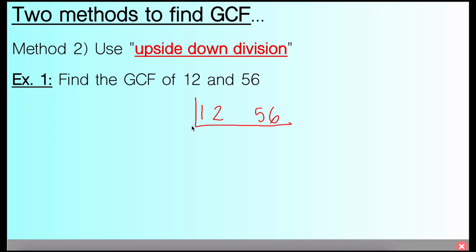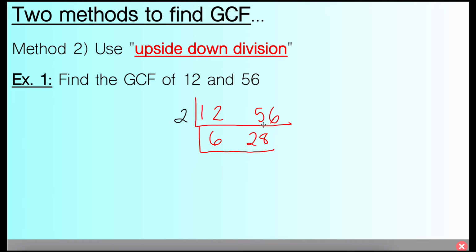And you ask yourself a simple question. Is there a number that can go into both 12 and 56? Any number will work as long as it can go into both of them. I'll start small and say these are both even numbers, so 2 is something that can go into both of them. Now, how many times can 2 go into 12? 6 times. How many times can 2 go into 56? 28 times. And I'm going to repeat that line of questioning.